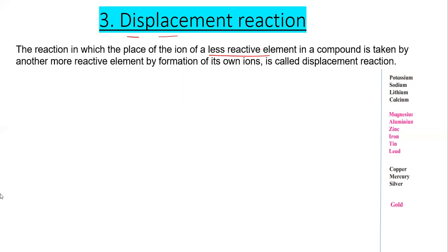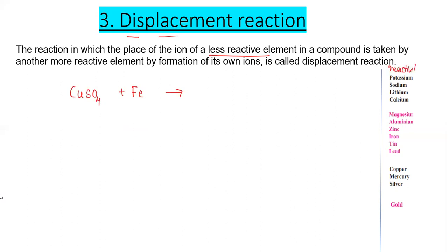Example is CuSO4 plus Fe. Here, iron is more reactive than copper. So how will you know which one is more reactive and which is less reactive? For that, you should know the reactivity series.